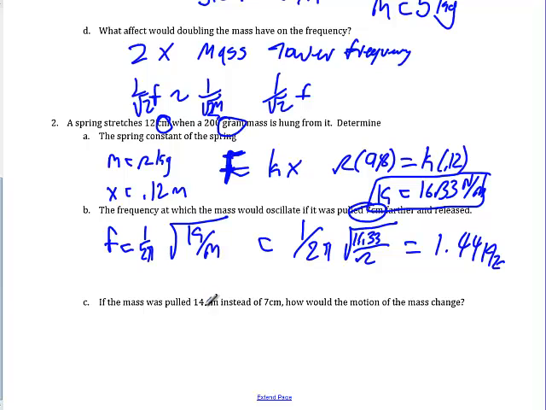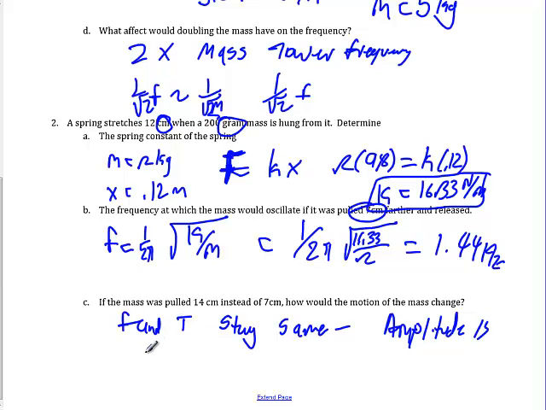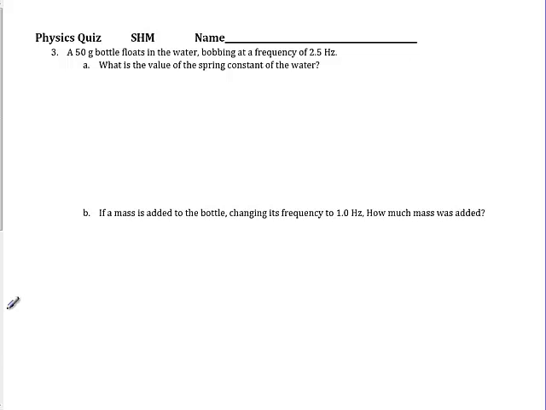And finally, C. If the mass were pulled 14 centimeters instead of 7, how would the motion of the mass change? Frequency and period wouldn't. However, the amplitude, the distance it's actually traveling, is larger. Which actually means the velocity of the mass is bigger. It's a little bit more.